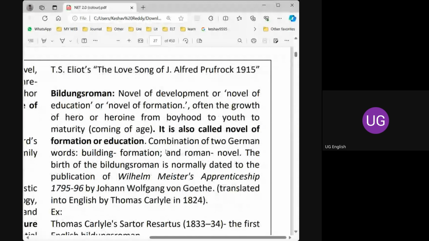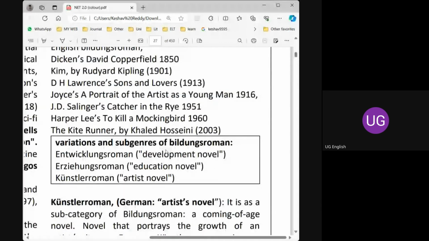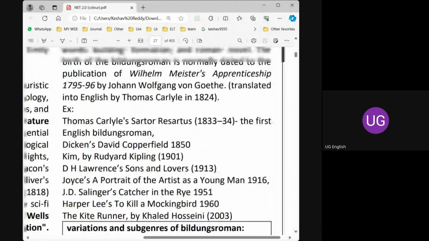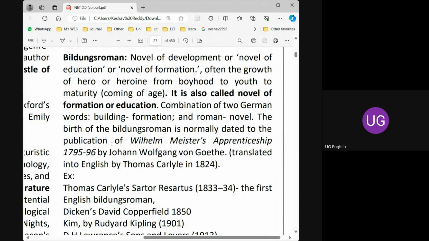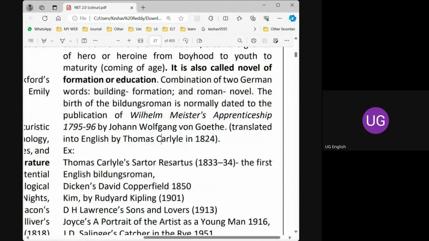And Bildungsroman, we discussed the difference between what is Bildungsroman and what is Kunstlerroman. So Bildungsroman is about the growth of a character. It may be a boy or a girl, up to his youth, up to his maturity. This is also called the novel of education, novel of formation, novel of coming of age. So here the first work is Goethe's Wilhelm Meister's Apprenticeship. You need to remember this. And it was translated into English by Thomas Carlyle. And Carlyle's work Sartor Resartus is the first Bildungsroman.